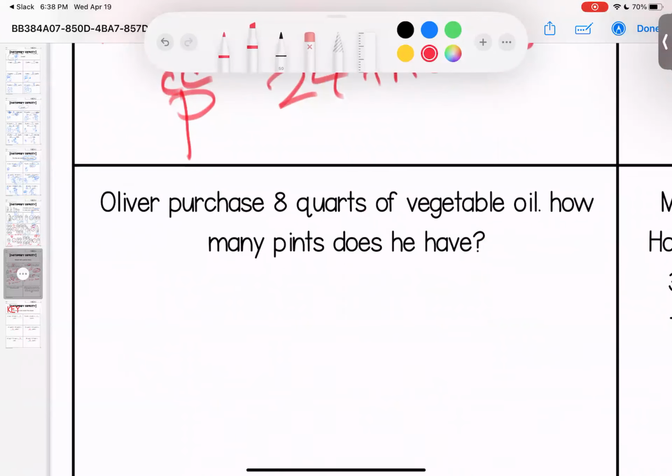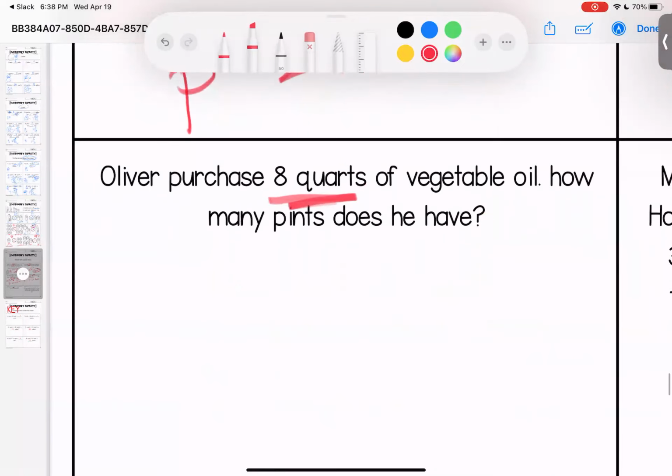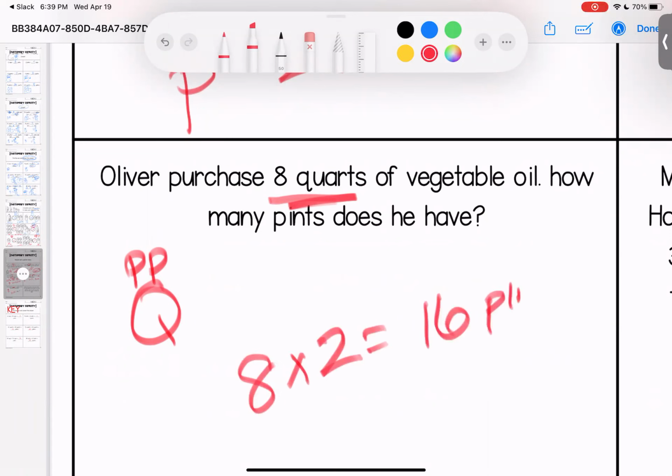Oliver purchased 8 quarts of vegetable oil. How many pints does he have? Well, a quart is 2 pints, right? That queen had a prince, 2 princes. So I'm going to do 8 times 2 or 16 pints.